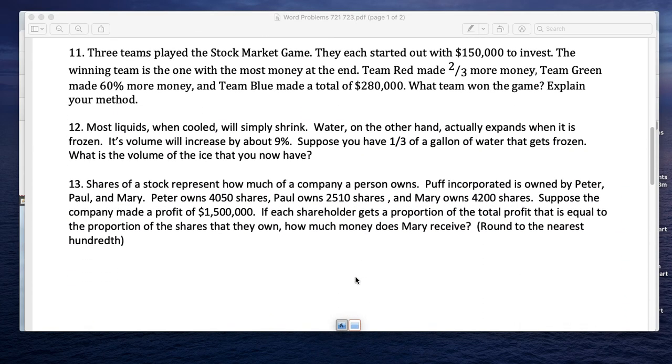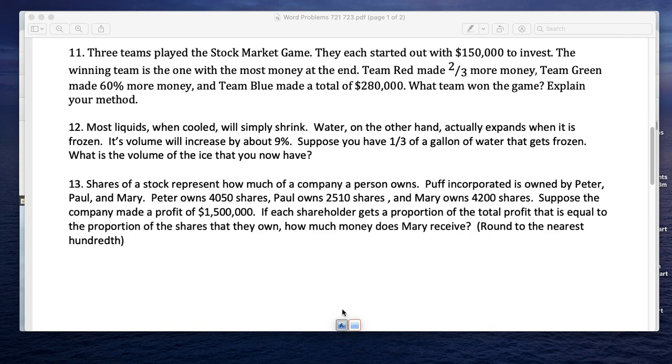All right, 3 teams played the stock market. They reached out to invest. They started out with $150,000. Okay, the winning team is the one with the most money at the end, of course. Team Red made 2/3 more money. Team Green made 60% more money, and Team Blue made a total of $280,000.